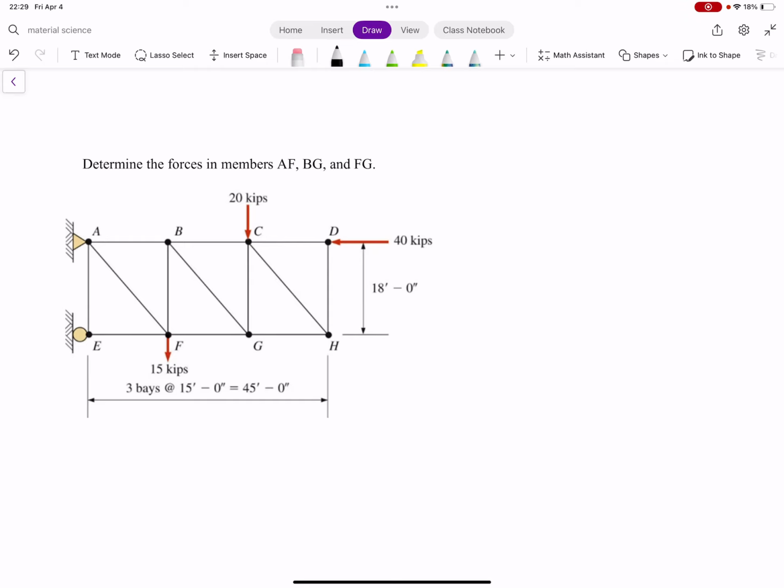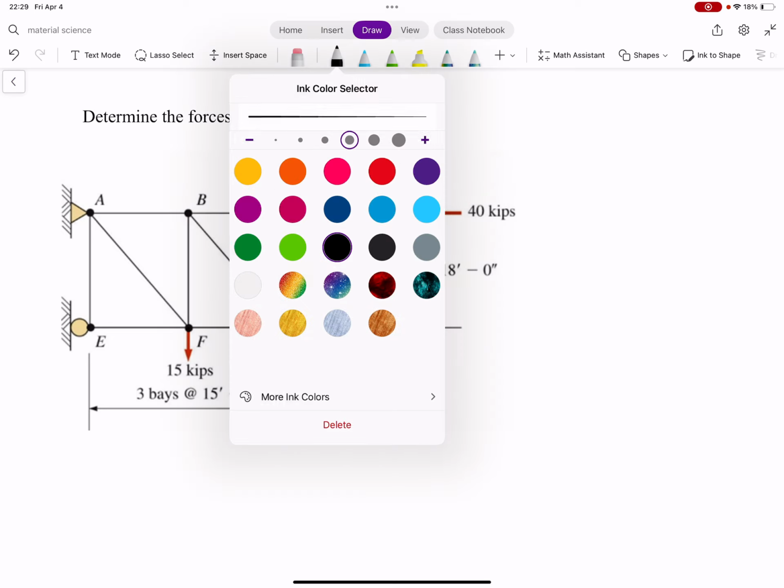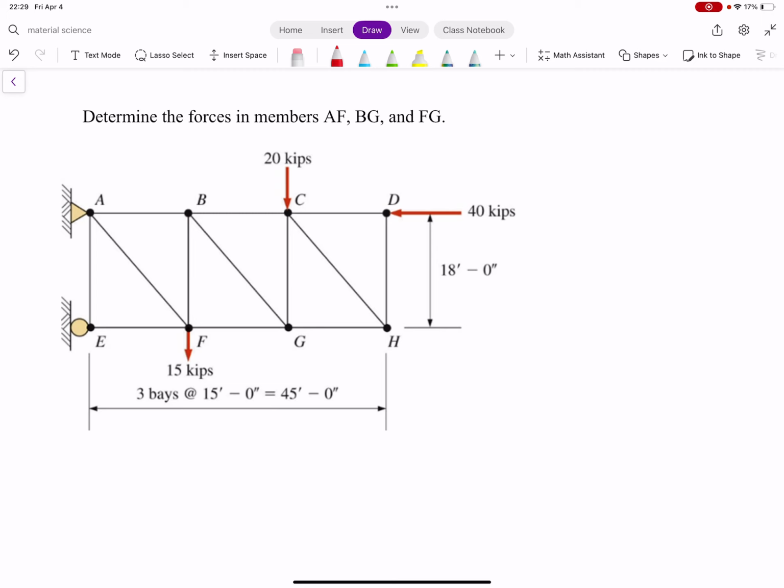Welcome back. This is the second problem in the class activity 14. In this problem, it said we need to find forces in AF here, BG here, and FG, this one. As you see, in this problem, it does not specifically ask for joint method or section method.